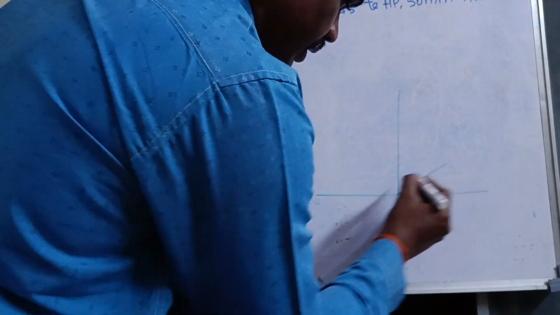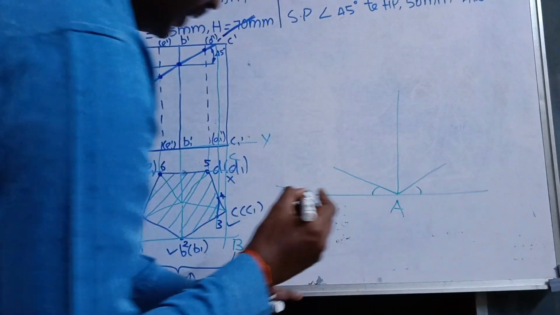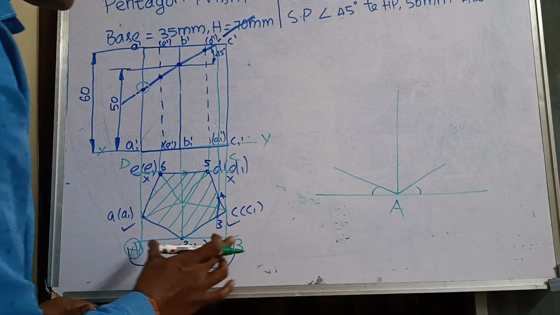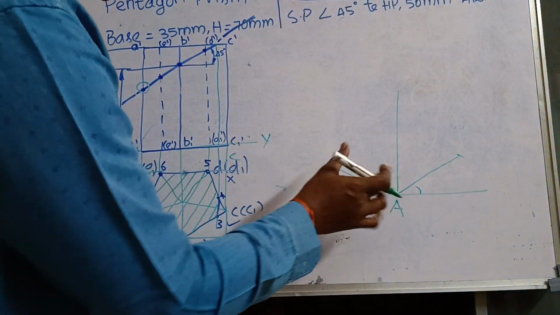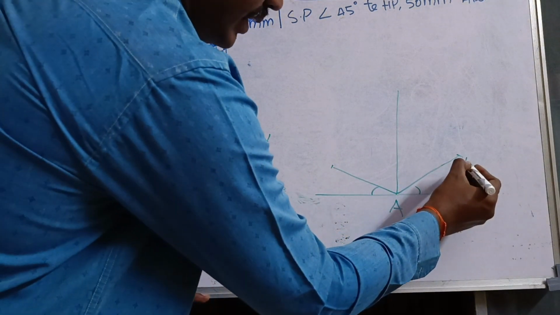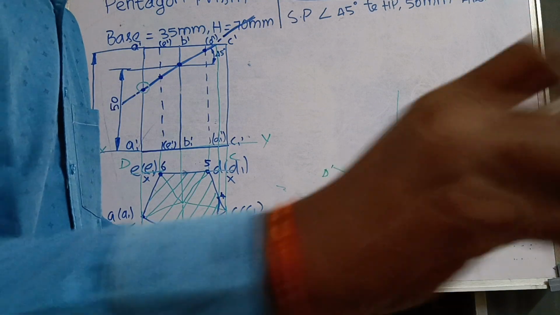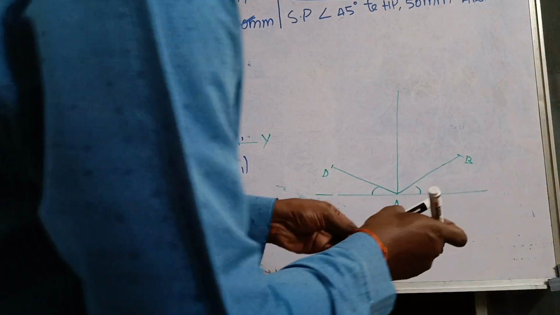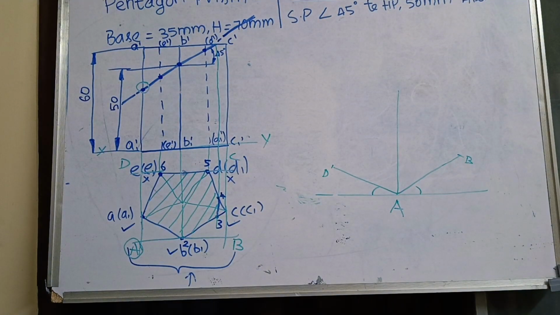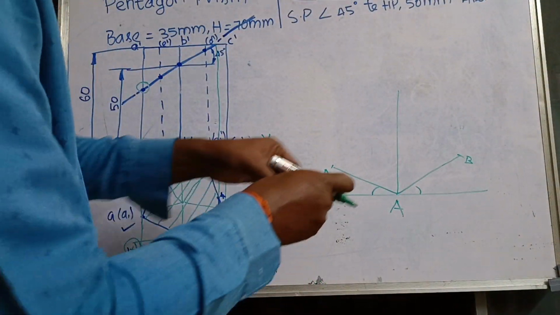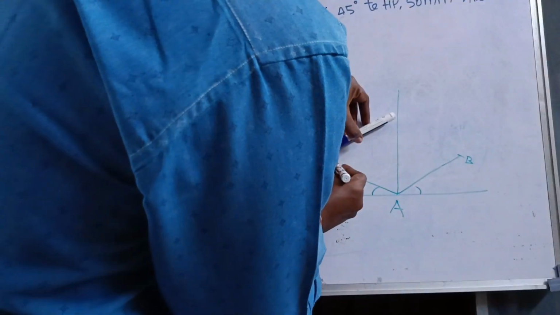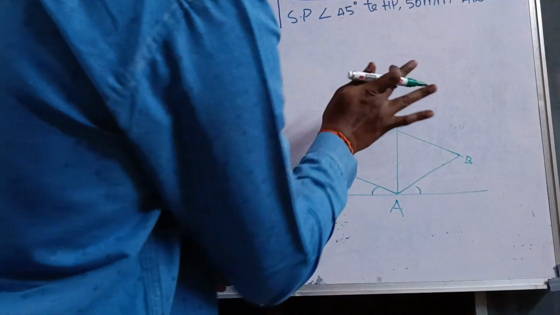For 30 degrees, you draw the line. A to B, you measure the dimensions from here. Similarly, A to D, you mark the dimensions here. This is the B, D point. For this line, draw a parallel line. Similarly, for this AD line, you draw a parallel line.